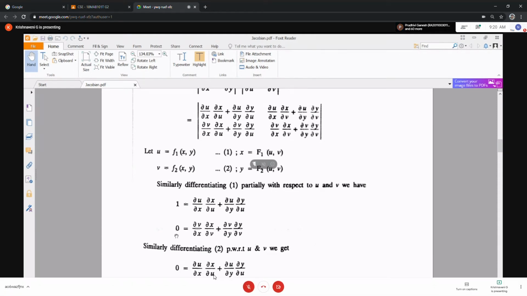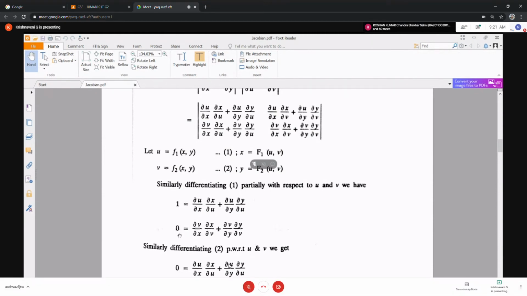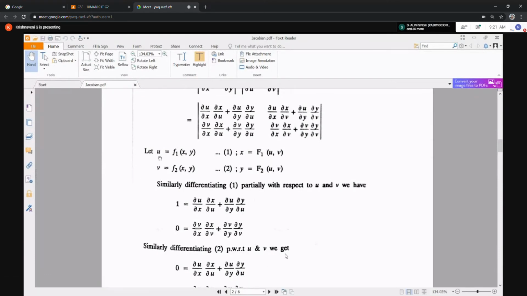First equation, differentiation with respect to u. Second equation, differentiation with respect to v. Why are we getting 0 on the left hand side here? Because it is constant. Yes, exactly. When we differentiate with respect to v, this becomes 0 because u is constant here. Right hand side also the same thing. Differentiate with respect to v.